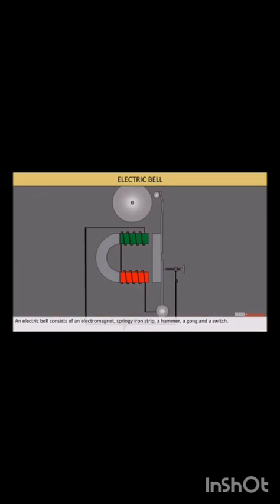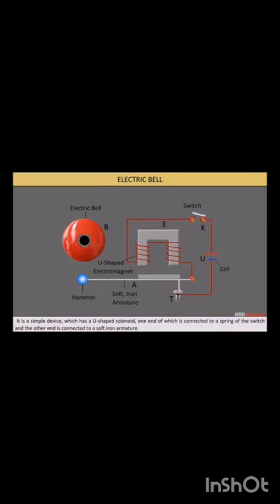An electric bell consists of an electromagnet, a springy iron strip, a hammer, a gong, and a switch. An electric bell works on the principle of electromagnetism. It is a simple device which has a U-shaped solenoid, one end of which is connected to a spring of the switch, and the other end is connected to a soft iron armature. Basically, all the components such as the switch, electromagnet, hammer, soft iron armature, and spring are connected in a circuit to make an electric bell.